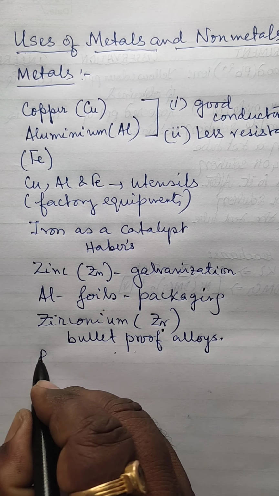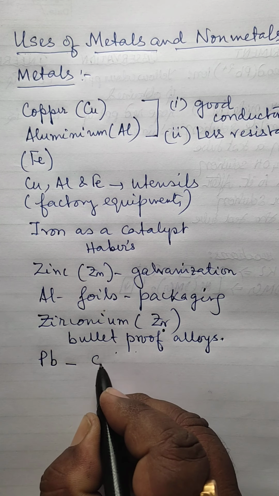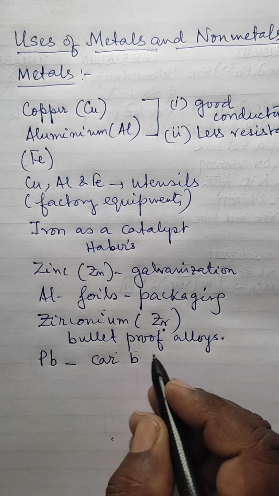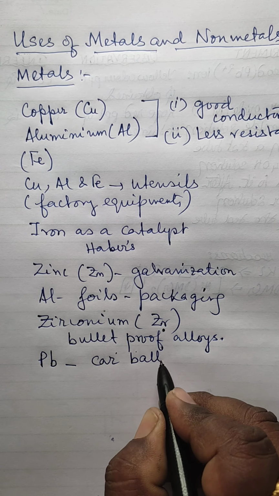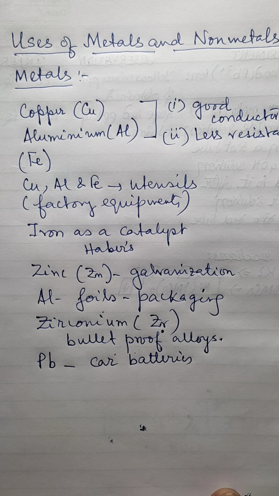Then we have lead metal, Pb. Pb is the lead metal which is used to make car batteries. Okay. So these are some of the uses of metals.